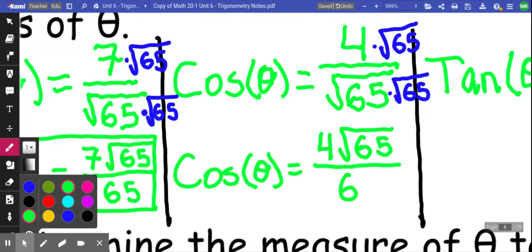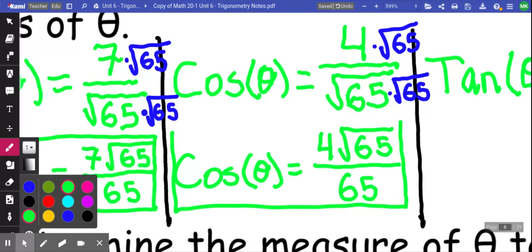This will give us an answer now that cos of theta equals 4 root 65 over 65. I have no idea why I'm doing these questions in this bright green, but I made a bad decision and I've stuck to it, like growing a beard.